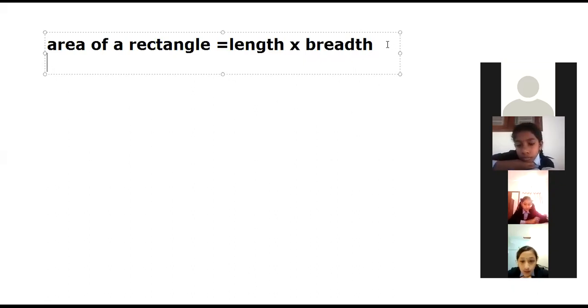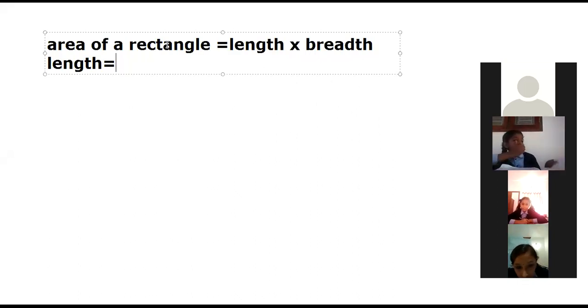They will ask us to find the length or breadth. Either the length or the breadth will be given, and we have to find the other value. If we remember the equation for the area of a rectangle, we can easily derive the equation to find the length and breadth. Tell me: area of a rectangle is equal to length into breadth.